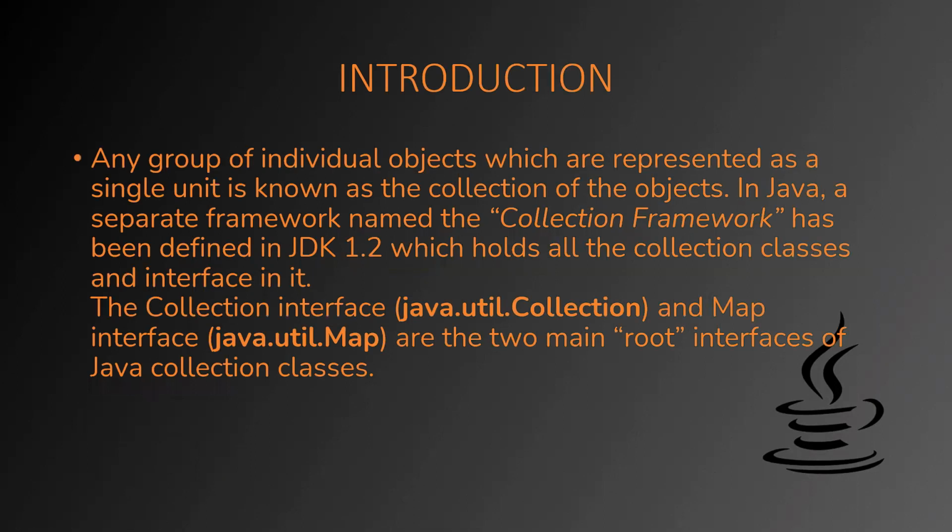Introduction. Any group of individual objects represented as a single unit is known as a collection of objects. In Java, a separate framework named the collection framework has been defined in JDK 1.2, which holds the collection classes and interfaces in it. The Collection interface (java.util.Collection) and the Map interface (java.util.Map) are the two main root interfaces of Java collection classes.